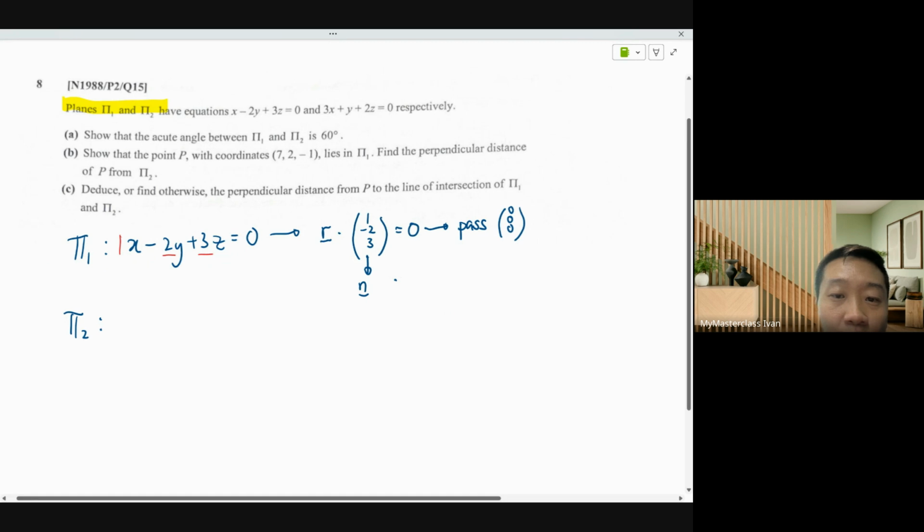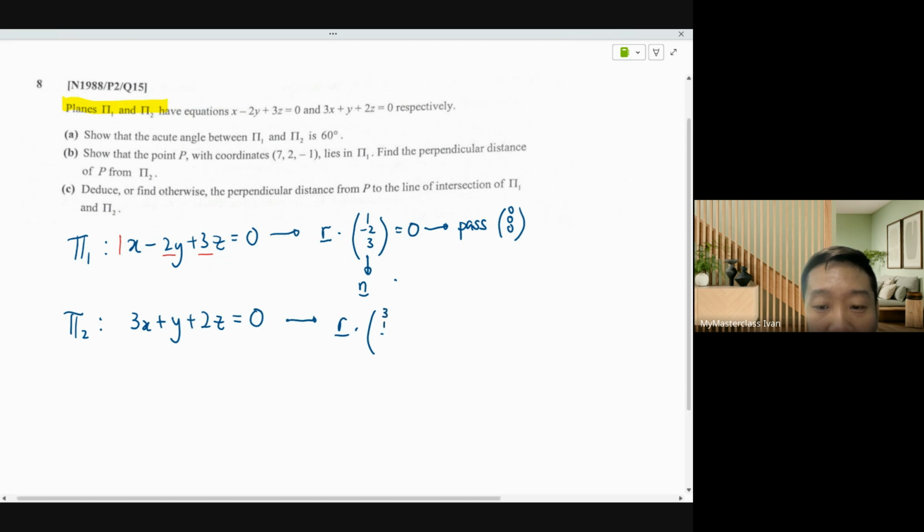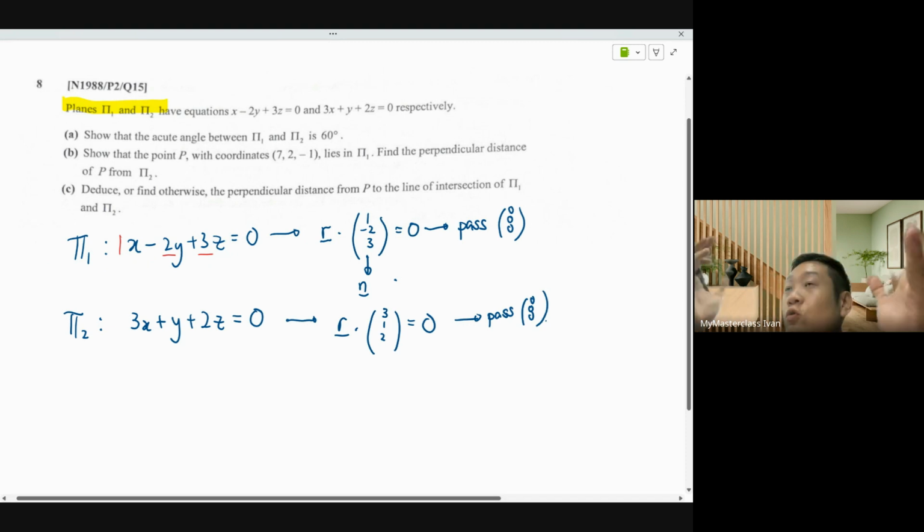So pi 2 is 3x plus y plus 2z equals, again, also 0. So what does this mean? This means I have r dot (3, 1, 2) also equals 0. So this plane also passes through 0. So with these two planes, they will intersect together.